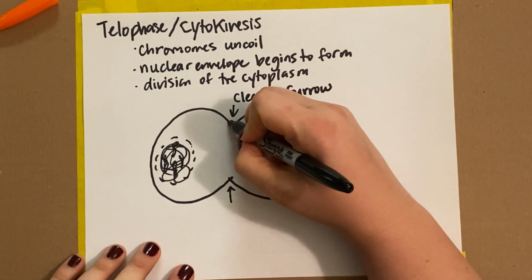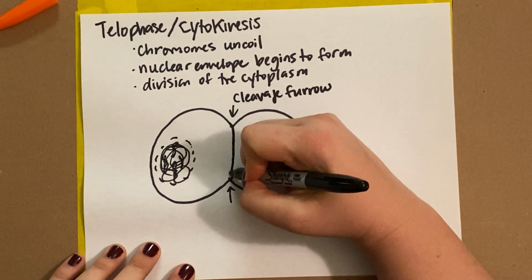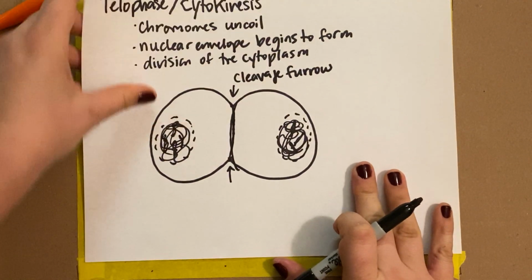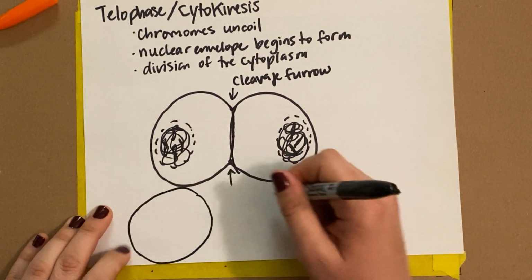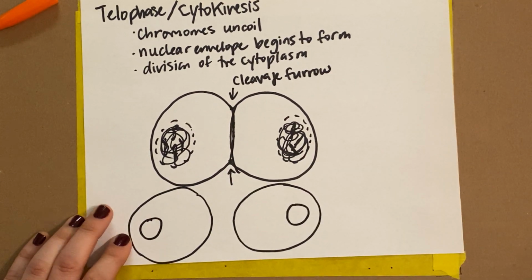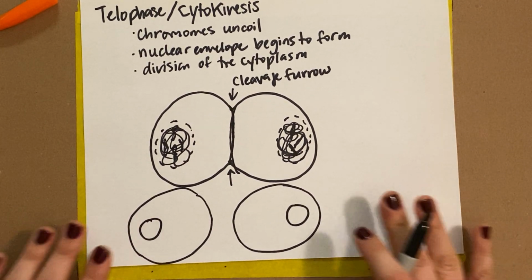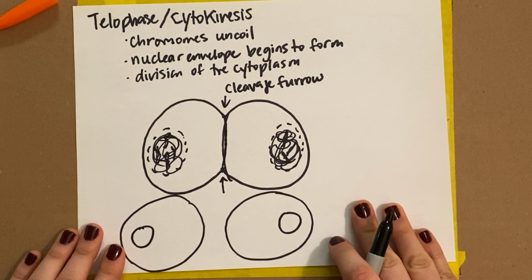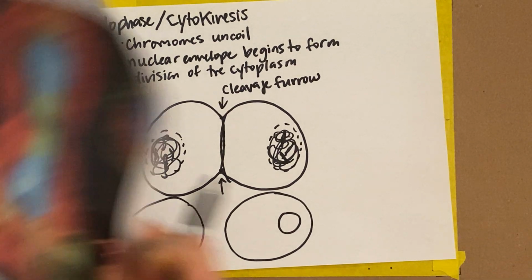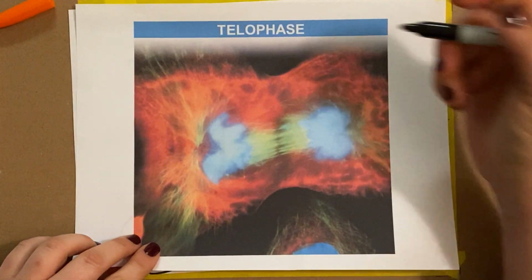Okay, and so ultimately this will complete and you'll have two cells that are going to separate. So you're going to have one cell over here and one cell over here. They're going to each have the same number of chromosomes, all the different parts of the cell that they need. Now, what this kind of looks like is, here's the very last stage.